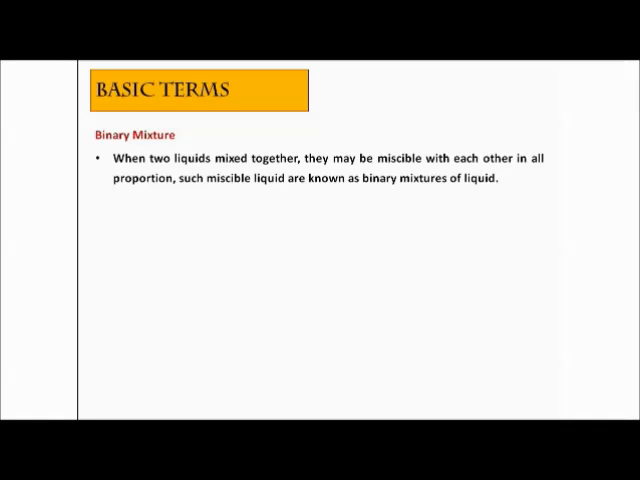Suppose we have taken 90 ml of alcohol and we have added 10 ml of water, it will get miscible, right? If we take 90 ml of water and add 10 ml of alcohol, it will get miscible. If we add 50 ml of water and 50 ml of alcohol, it will get miscible. Binary mixtures are formed when two liquids are mixed together, and these liquids can be mixed in any proportion.